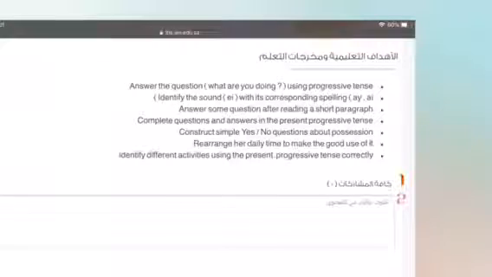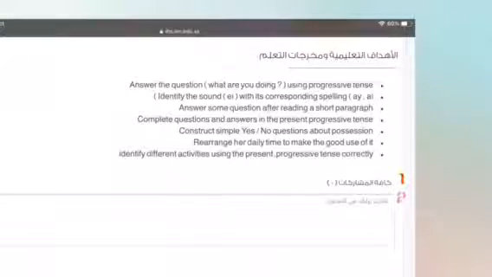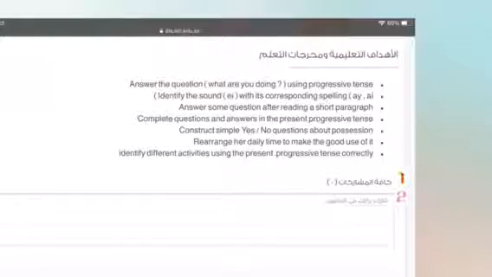So you're going to say he is reading a book, he is cooking dinner, he is writing a letter, and so on, like this.